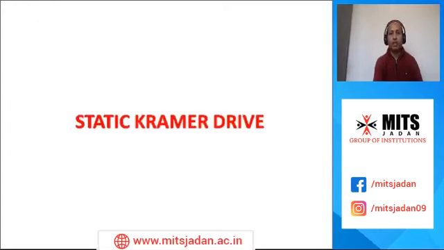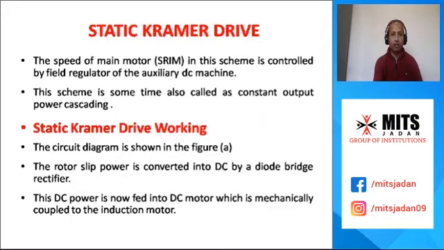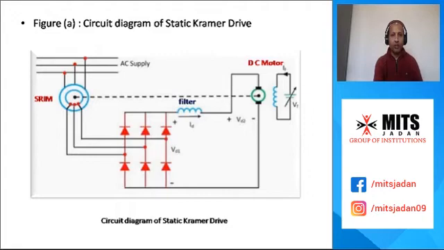Now we will discuss the static Kramer drive. We can see the circuit diagram of the static Kramer drive. In this diagram we can see one slip ring induction motor and one DC motor, which is known as the auxiliary motor or the secondary motor. These two motors are coupled to each other.